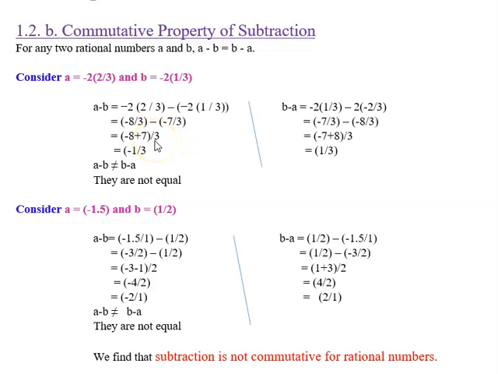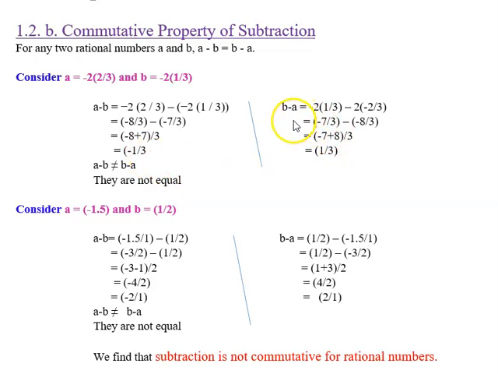Since the denominator is common, we are taking 3 out. So, this negative and negative will become positive. So, negative 8 plus 7 over 3. Negative 8 plus 7 is negative 1 over 3. So, this is a minus b.